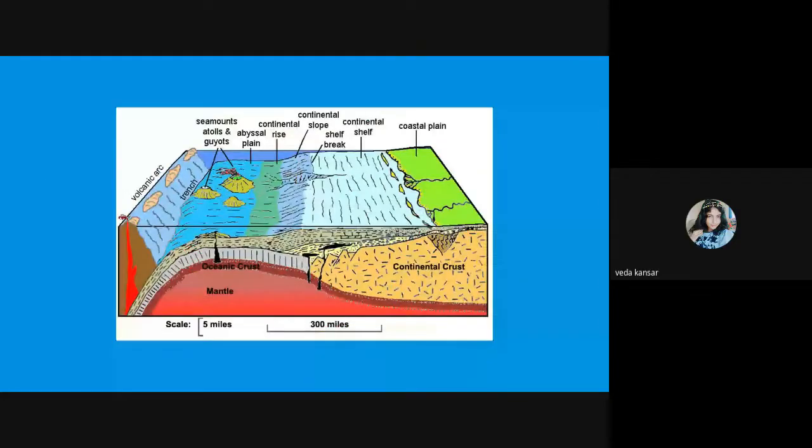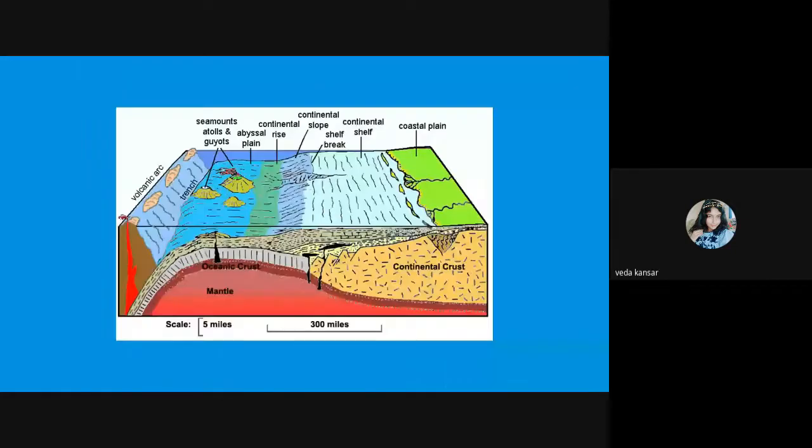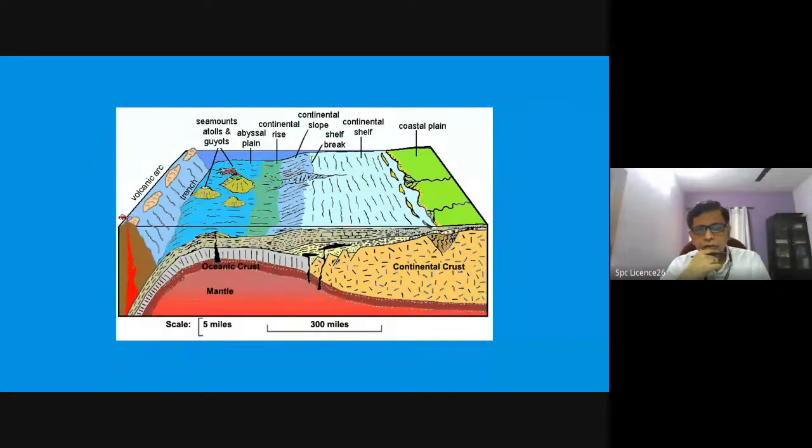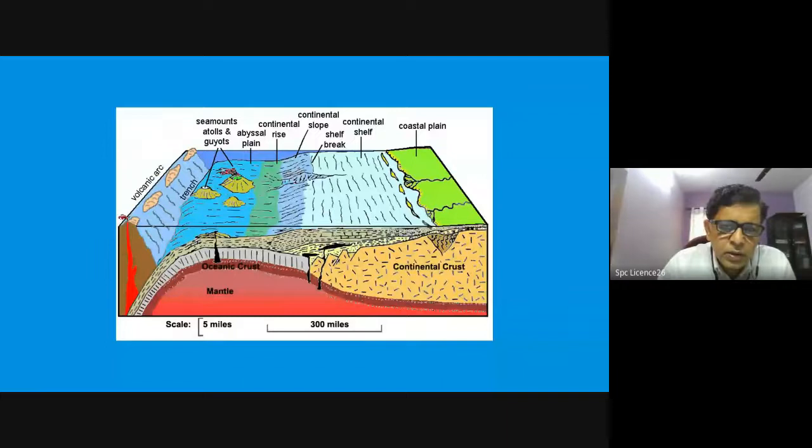So, what about trenches? Are ridges and trenches the same? No, they are not the same.